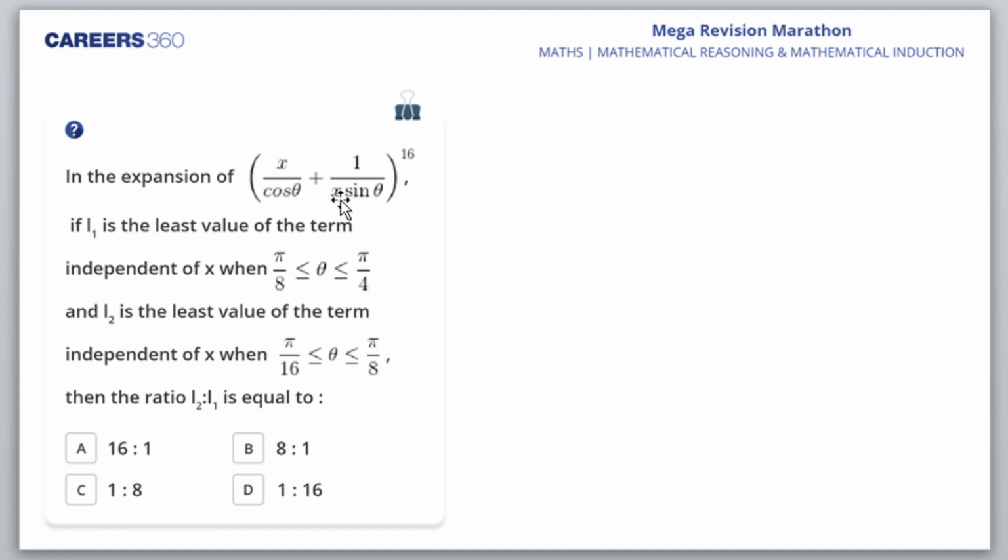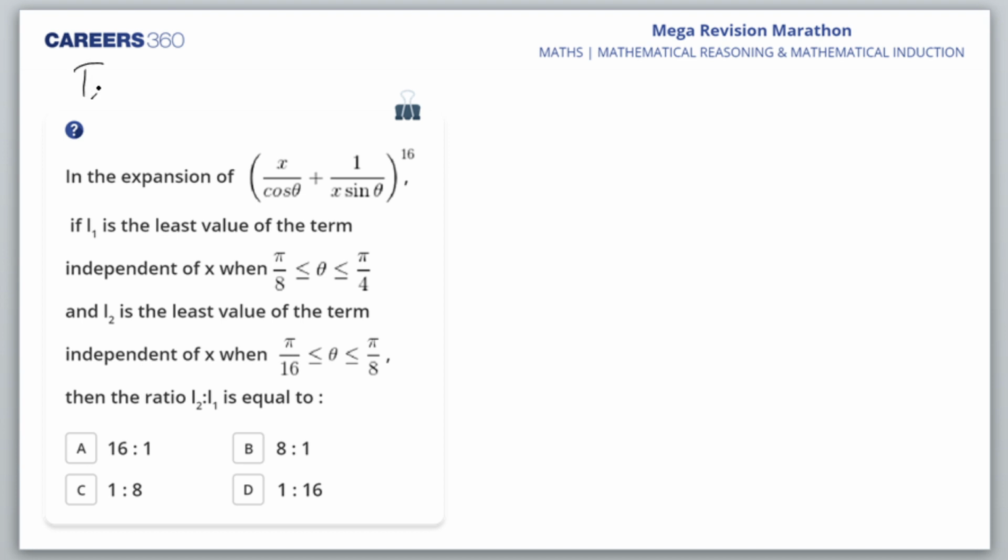Which question, beta? This question you mean? Yeah, I'll explain it obviously. Jatin Raj, what is not understood, beta? This question? In the expansion of this, I1 is the least value of the term independent of x. We'll find the term independent of x. Okay. What is the term independent of x?